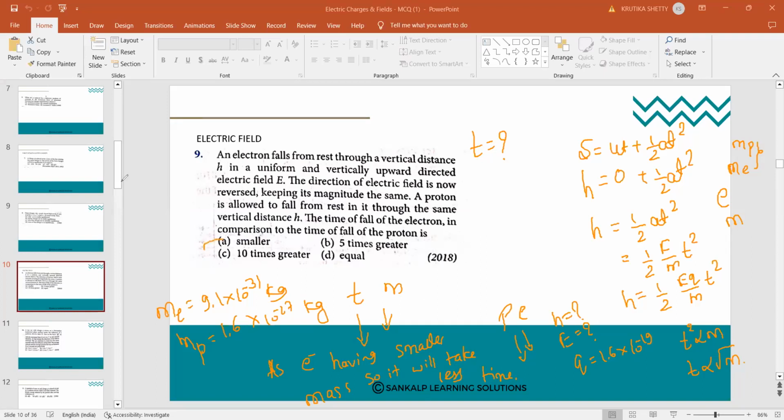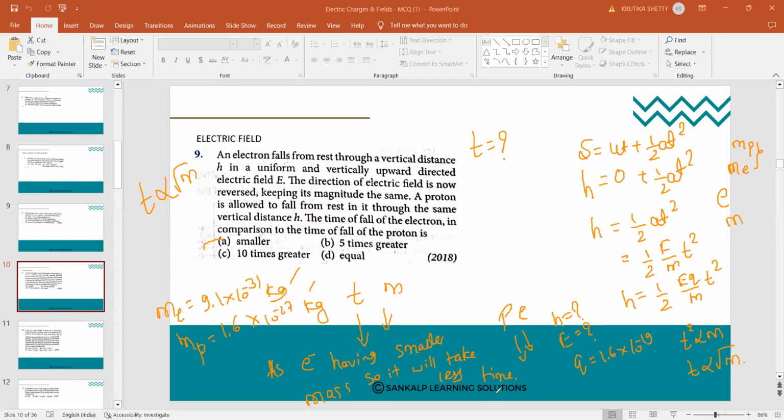As I proved that time is directly proportional to under root of m, and since the mass of the electron is smaller than the mass of the proton, it will take less time. So option A is correct here. Here we did the proof, but we can also understand this just by looking at the mass values. Okay? Repeat or next question?